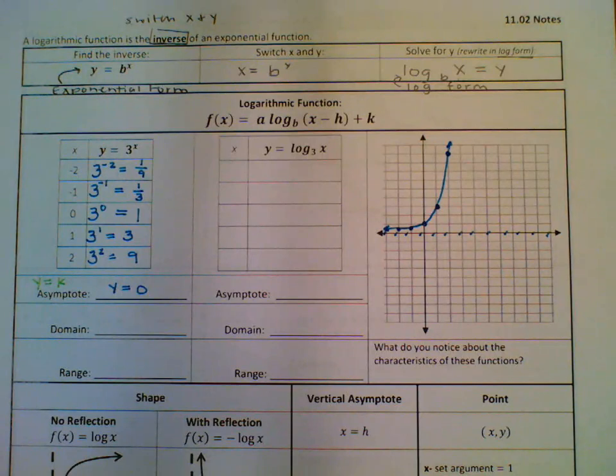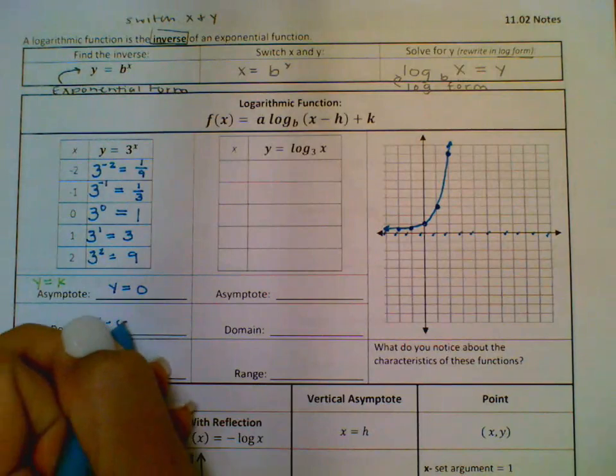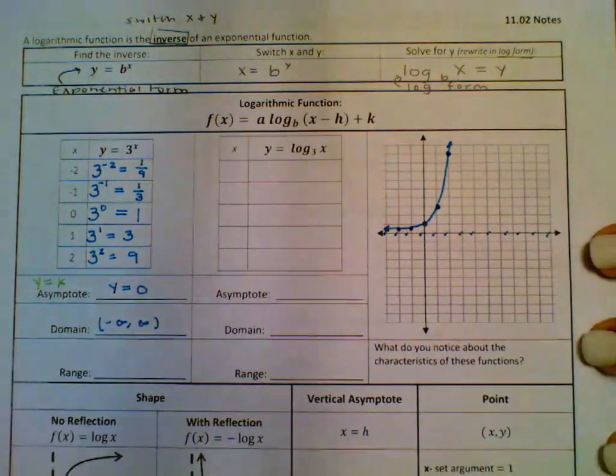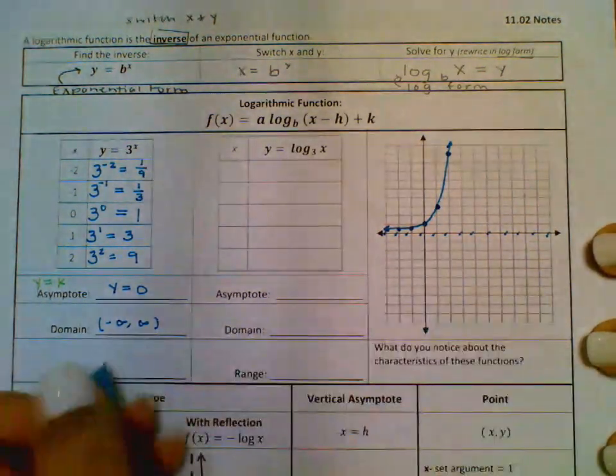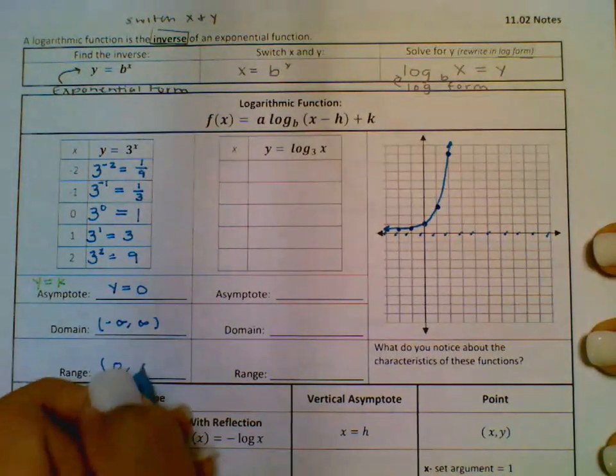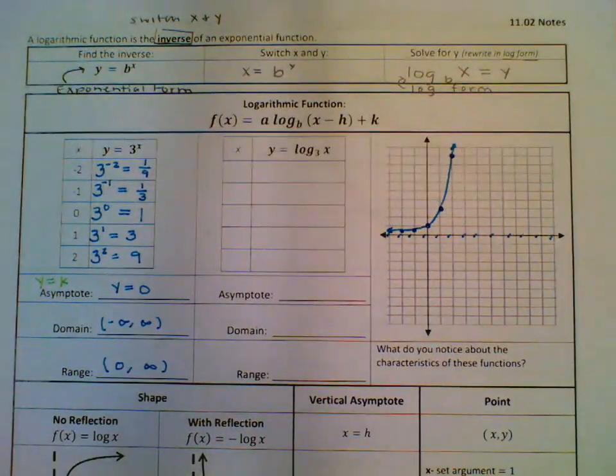And then the domain for that graph is from negative infinity to positive infinity. And the range would be from 0 up to infinity. So that is what an exponential function looks like. A little bit different, just plugging in points, but I wanted to use this to compare to a log function.